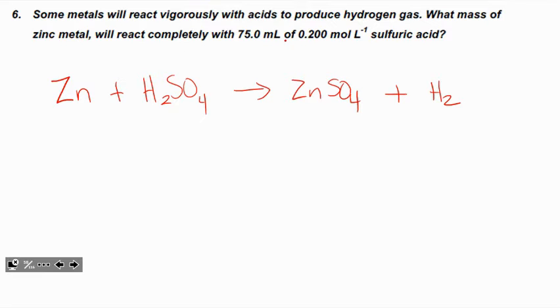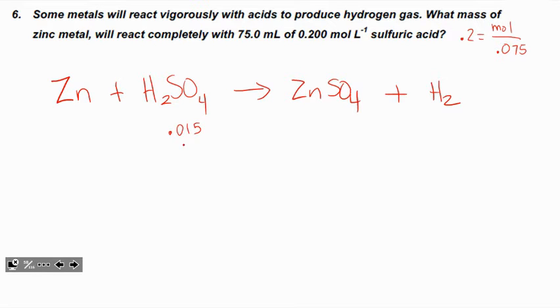We need to figure out our moles of sulfuric acid. So we have 0.2 molar sulfuric acid, and we've got 75 milliliters of that. So remember, our molarity equals our moles, which is what we're solving for, over our liters of solution. So we need to put that in liters. So when we do that, our moles of sulfuric acid that we're starting with is 0.015.